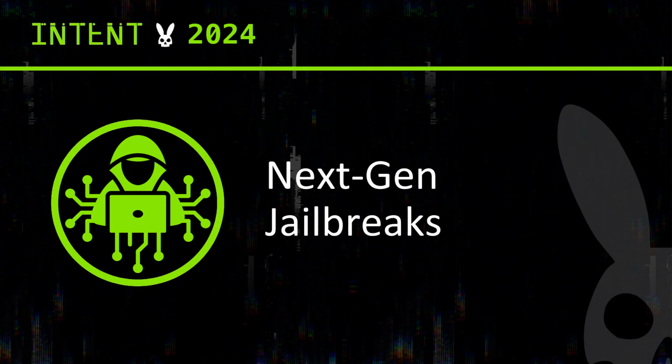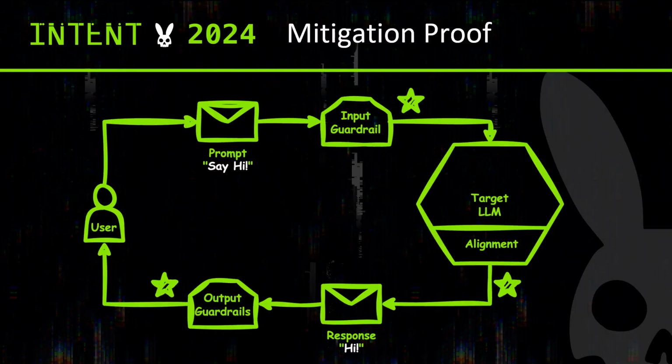Okay, thank you, Niv. So after discussing jailbreaks, generation, and mitigations, we'd like to present how a next-generation jailbreak adapted to modern-day mitigations might look like. A resilient jailbreak needs to survive 3 checkpoints: the input guardrails, the model's own alignment and processing, and the output guardrails. You can see these checkpoints denoted by the little stars.